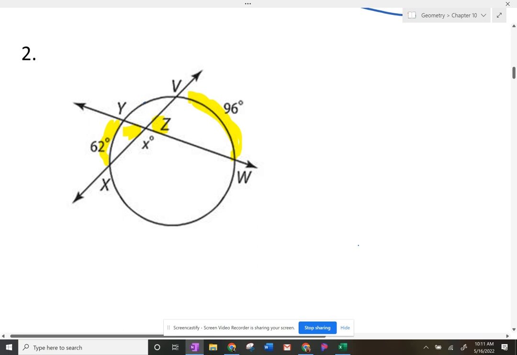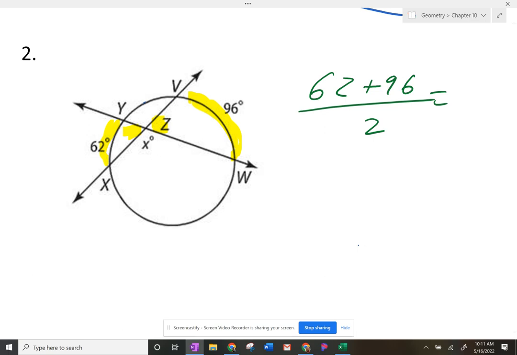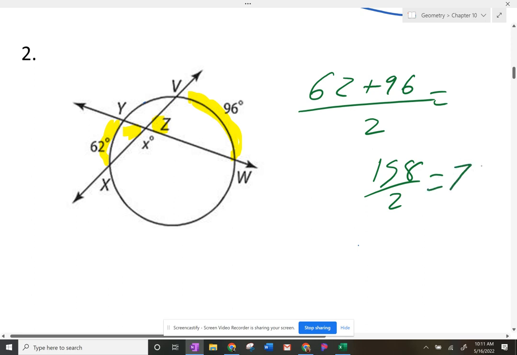So somebody talk me through, how can I figure out the angles for that, the little yellow spots? I'm going to add some things together. Billy? Perfect, 62 plus 96. Add those together and then divide by what? Fantastic. So 62 plus 96, divide that by 2. So it's going to be 158 divided by 2, which gives me 79 degrees. That means that this angle right here is 79.